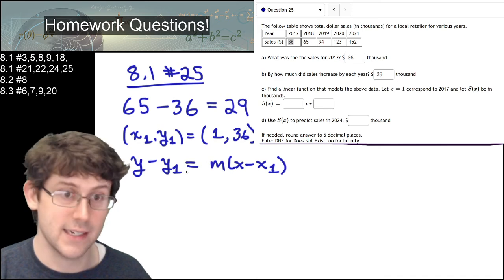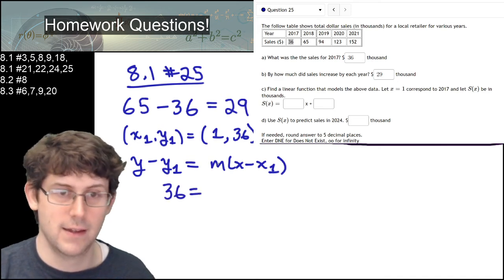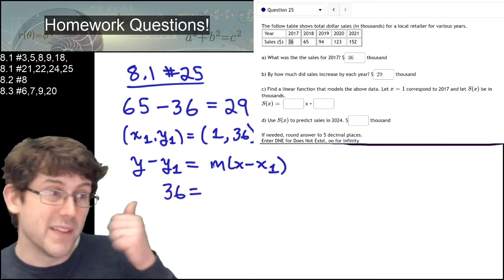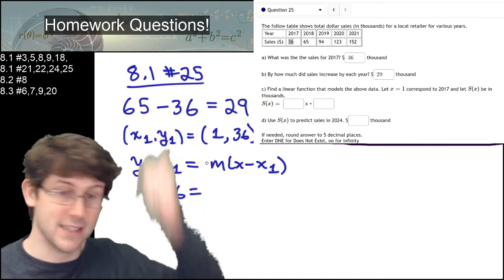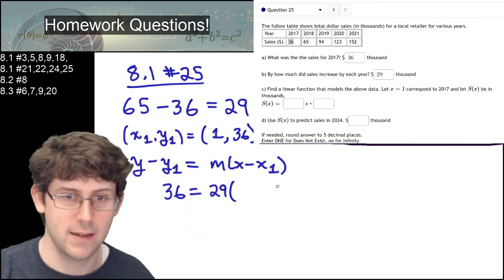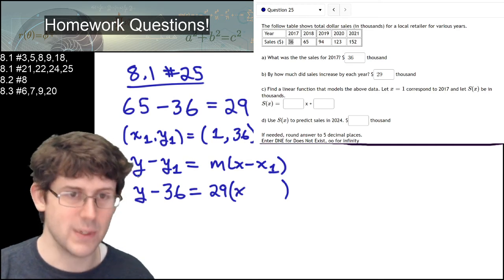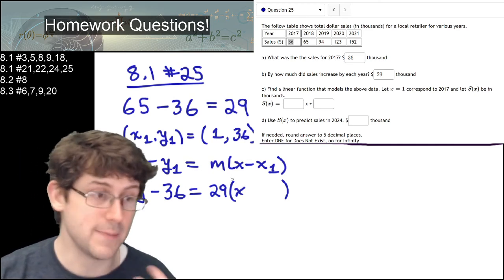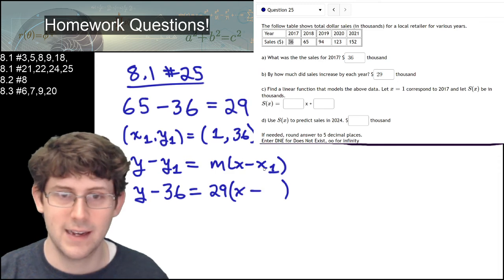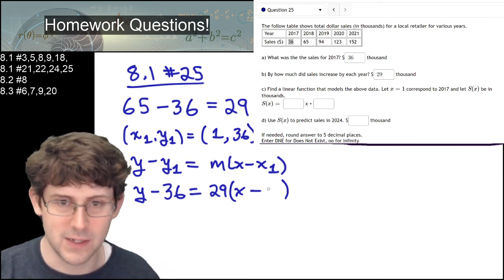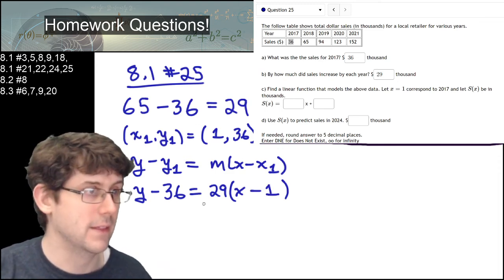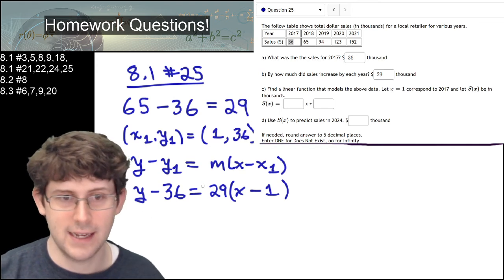y1 is 36. M is the amount that things are increasing by each year. My answer to B was 29. The y and the x in point slope form I'm keeping because I expect those in my final answer. And then x1 was the first x we knew about, which was 1. I can finish solving this.